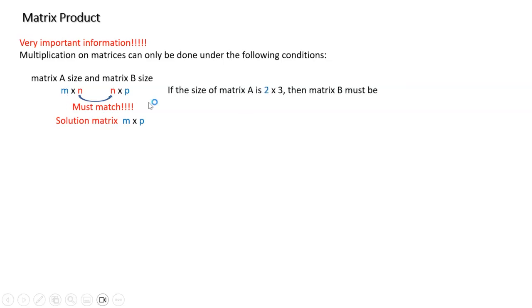For example, if the size of matrix A is a 2 by 3, then matrix B must be a 3 by something. A 3 by any number. This can be a 1, a 2, or a 3. This can be whatever it is. But the 3 in the middle must match. And the answer will be a 2 by whatever the number is. That'll be the solution.